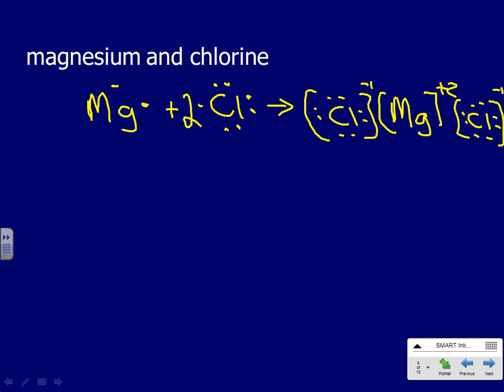Okay, 16. How many do we have on the right? 16, right? So we're okay. We're good. All right? Because we had 2 chlorine atoms. So that's a good structure.